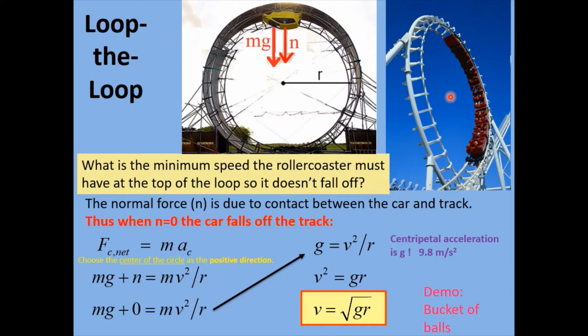When an engineer designs a roller coaster, they have to make sure, obviously, that the roller coaster has enough speed to make it safely around the loop without the cars falling off or people falling out of the cars. And this is done by ensuring that v is greater than the square root of g times r. Next, I'll show you a video demo that is kind of fun to do.